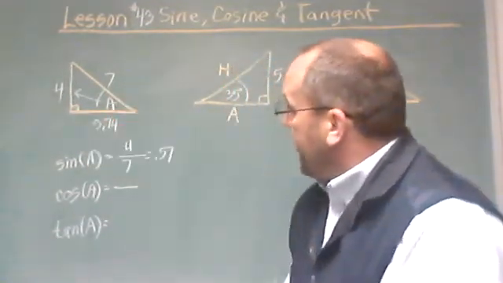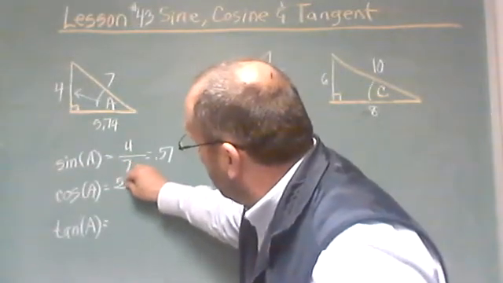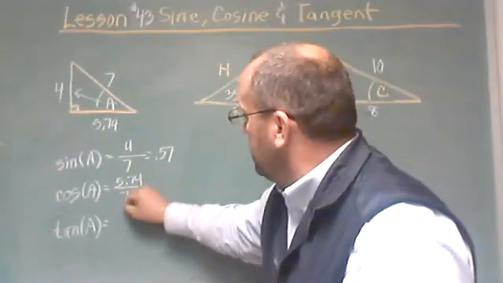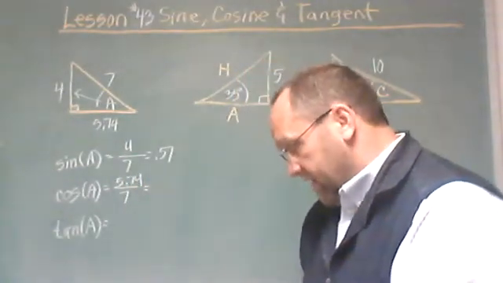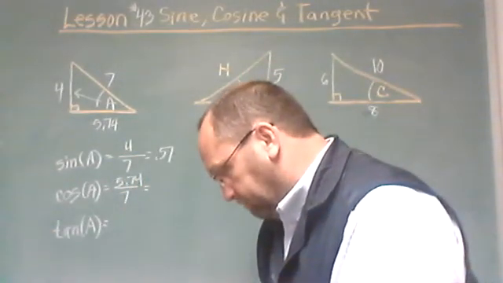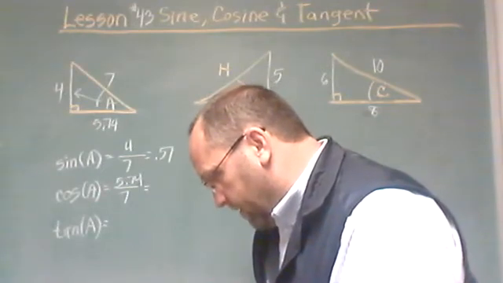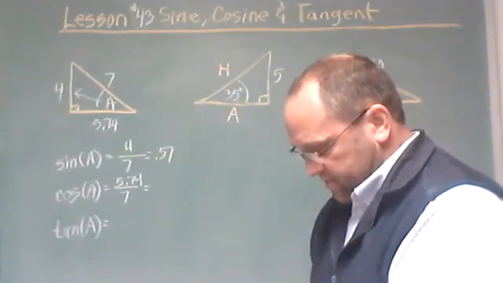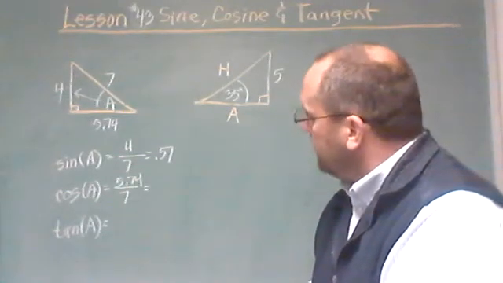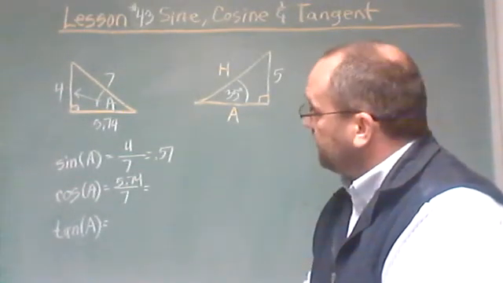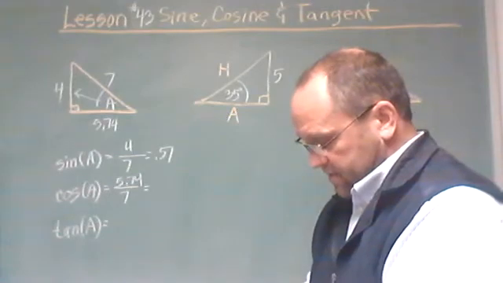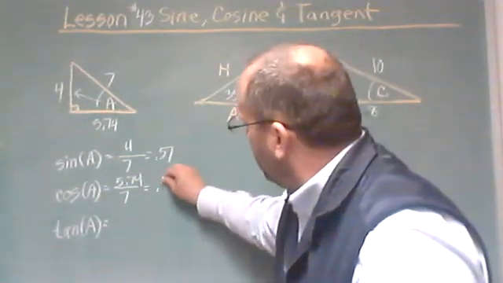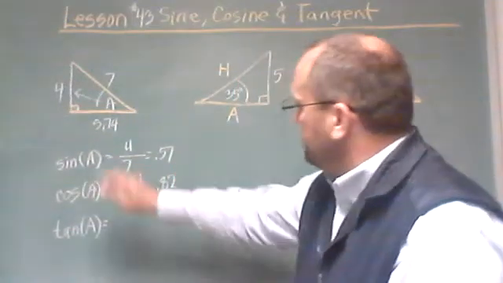5.74 over the hypotenuse. The hypotenuse is 7. When we divide that out, what do we get? They don't have that one done in the book, so let me do it on my calculator here quick. 5.74 divided by 7 equals 0.82.